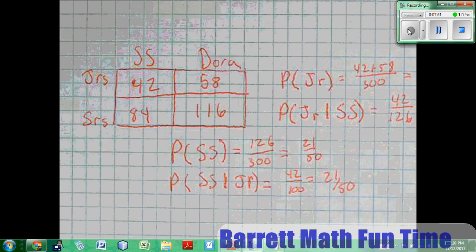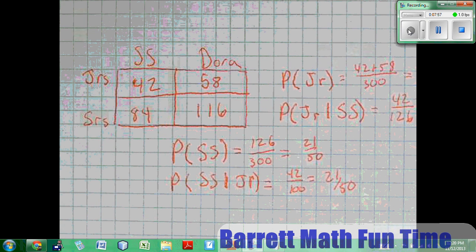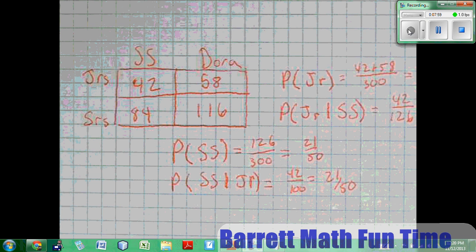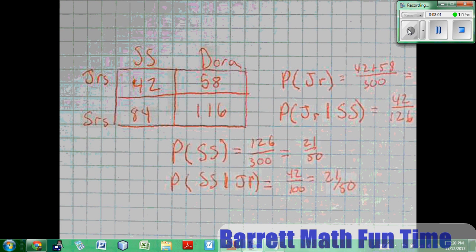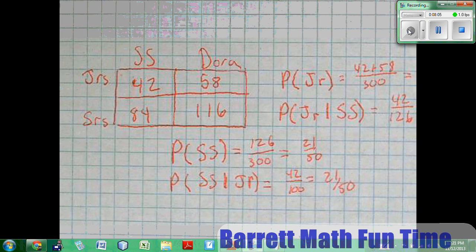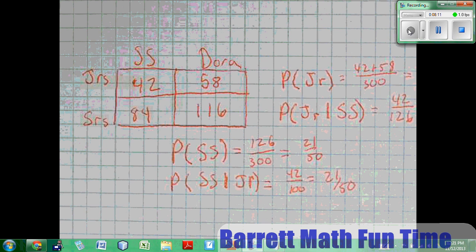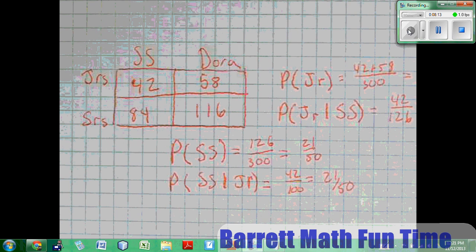So knowing what grade you're in does not help me determine what show you pick. They're independent of each other. And knowing what show you pick does not help me guess what grade you're in. They're independent. Right? Make sense so far? Yes.